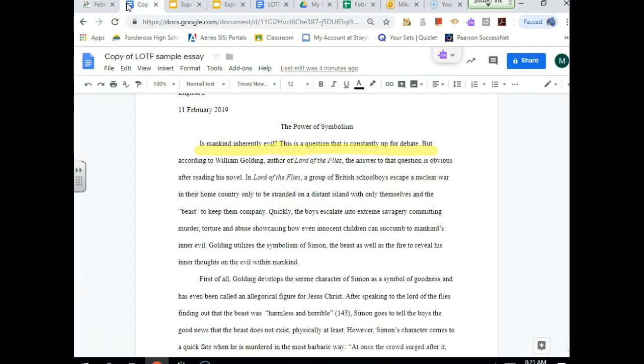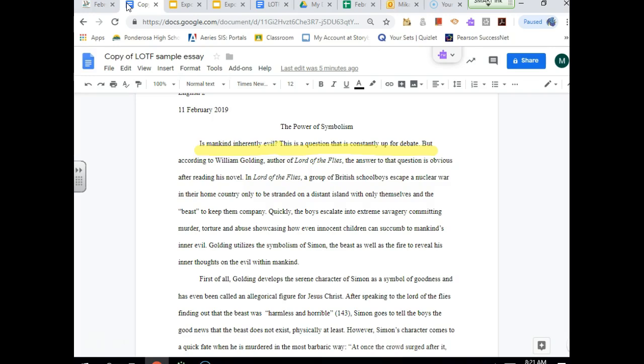Is mankind inherently evil? This is a question that is constantly up for debate, but according to William Golding, author of Lord of the Flies, the answer to that question is obvious after reading his novel. In Lord of the Flies, a group of British schoolboys escape a nuclear war in their home country, only to be stranded on a distant island with only themselves and the beast to keep them company. Quickly, the boys escalate into extreme savagery, committing murder, torture, and abuse, showcasing how even innocent children can succumb to mankind's inner evil. Golding utilizes the symbolism of Simon, the beast, as well as the fire to reveal his inner thoughts on the evil within mankind.